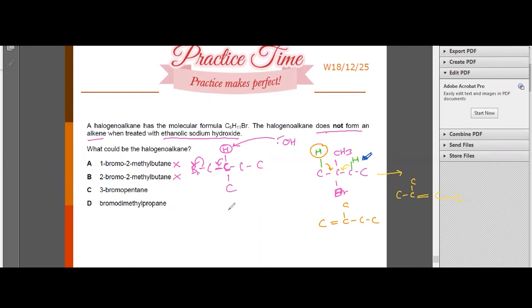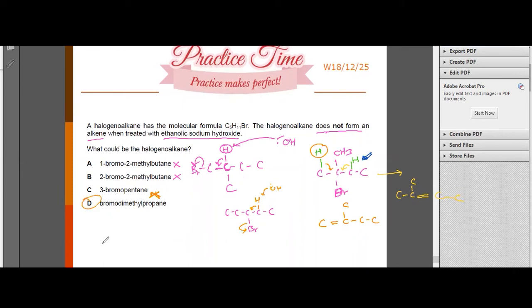3-bromopentane. 1, 2, 3, 4, 5. 3-bromo. You can see that we have hydrogen here, and this is the same position as this hydrogen. So only one type of alkene will be produced. Then the last option: alkene will be produced as well. So not this. So D should be the answer.